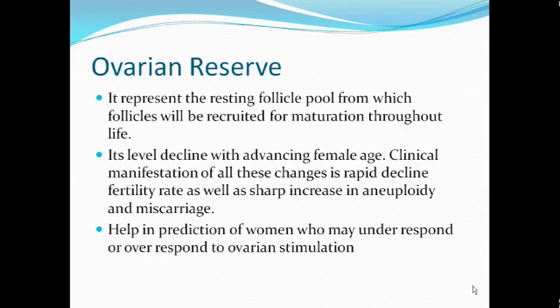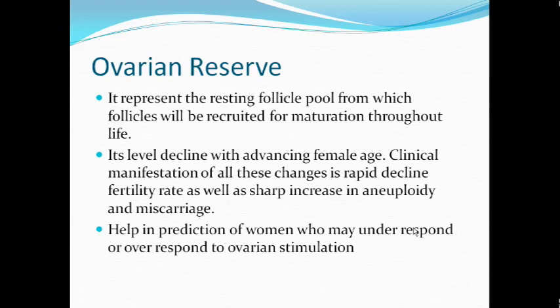So we will continue with female infertility. The next major important part is the ovarian reserve. It represents the resting follicle pool from which follicles will be recruited for maturation throughout life. So the resting follicular pool is known as ovarian reserve.